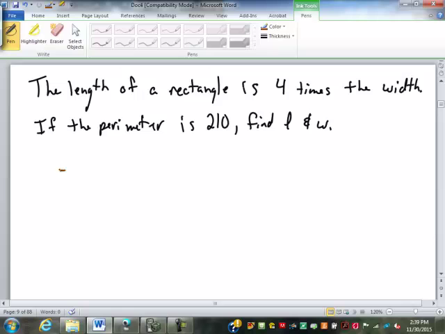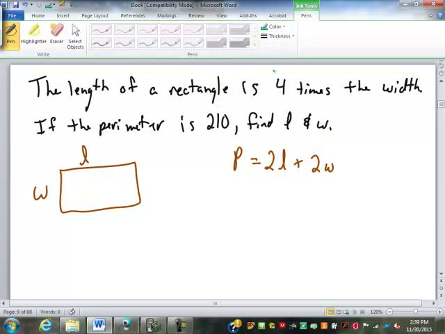Okay, now I'm a visual person, so I always draw out a picture. And then we'll put down our formula. Perimeter is 2 times the length plus 2 times the width. Now, is there a relation? What relationships can we fill in here? Length equals 4 times the width, or 4W. Okay, anything else?